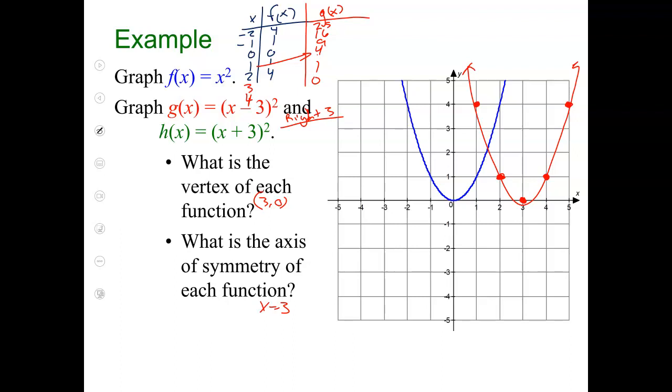Move to the left. So, instead of having the point -2, 4, in order to have the same y value, I need to subtract x by 3. So I'm going to have -5, 4. Everything moves to the left 3 units.